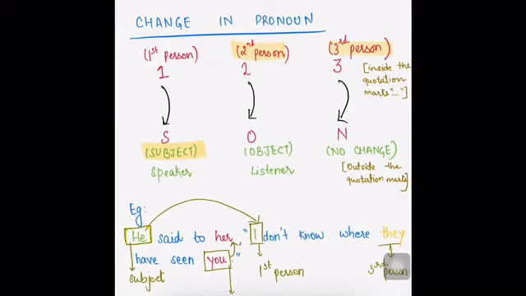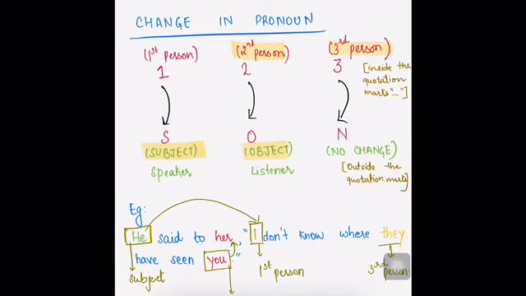And S here means the subject, O means the object, and N means there is no change. So 1 refers to the first person, 2 refers to the second person, 3 refers to the third person, and SON: S is for subject, O is for object, and N means there will be no change. Also, a very important thing that you will have to consider is that the subject means the speaker, the object will always be the listener here, and N is automatically no change.